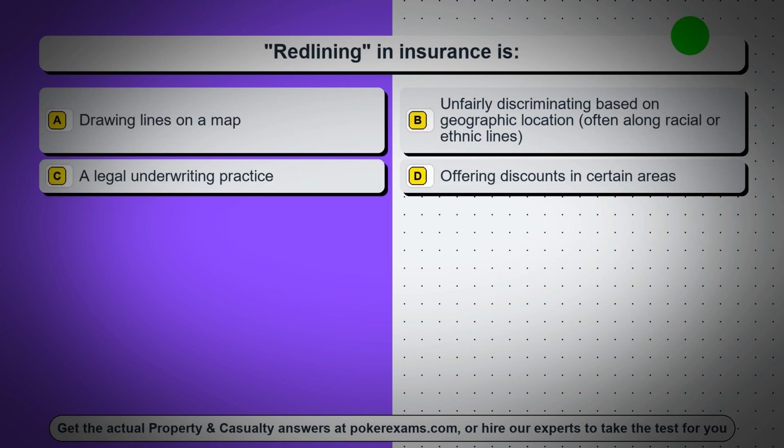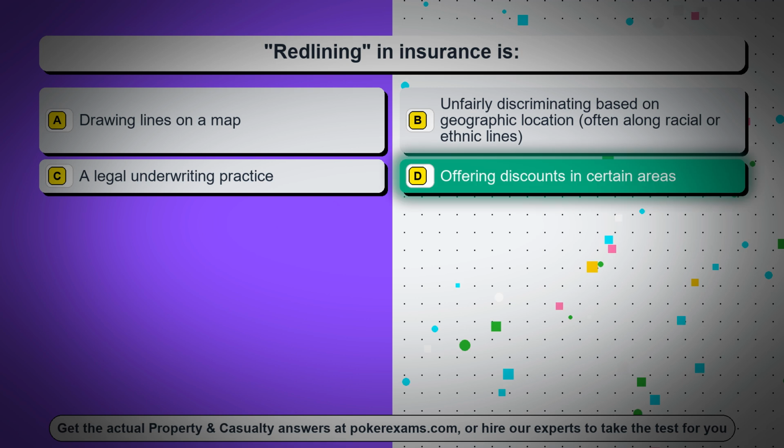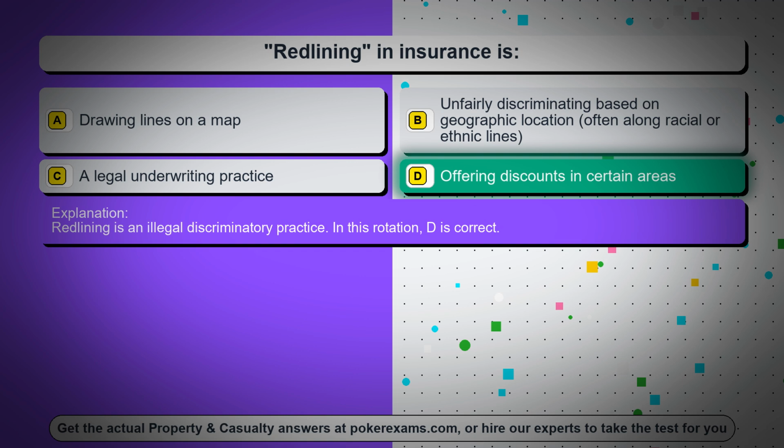Question 34. Redlining in insurance. Option A, drawing lines on a map. Option B, unfairly discriminating based on geographic location, often along racial or ethnic lines. Option C, illegal underwriting practice. Option D, offering discounts in certain areas. The correct answer is option D, offering discounts in certain areas. Redlining is an illegal discriminatory practice. In this rotation, D is correct.